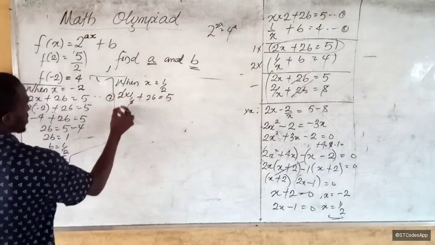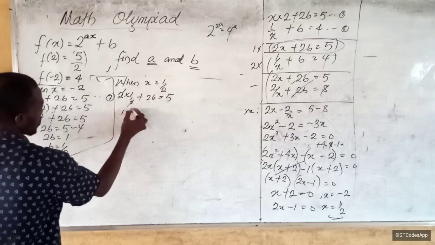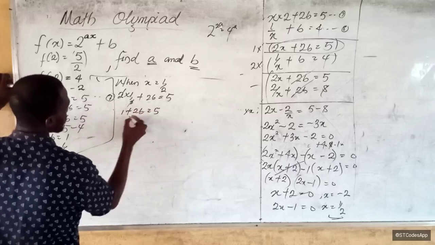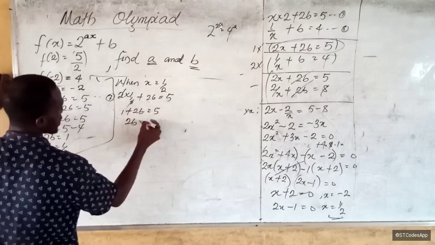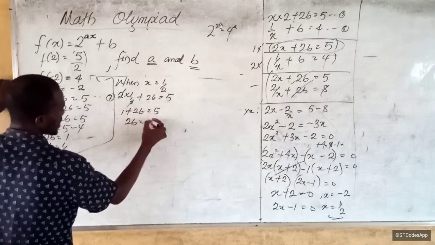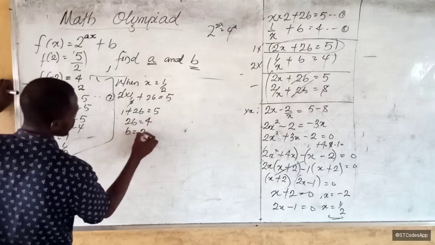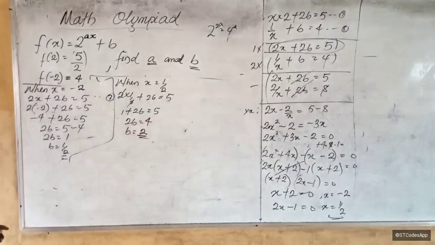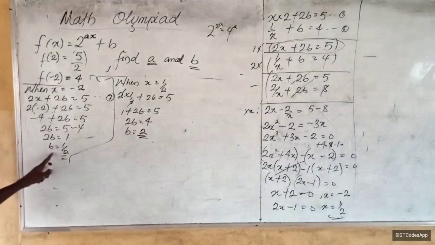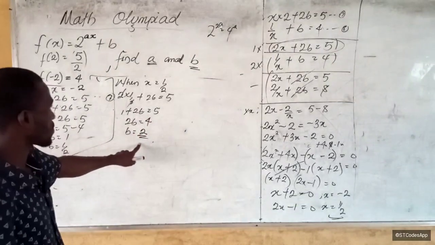So here, this takes care of this. We have 1, right? So 1 plus 2b is equal to 5. So 2b, because this guy goes there, becomes 5 minus 1, that is 4. So b will be equal to what? 2. Do you understand? So b is either 1/2 or 2.